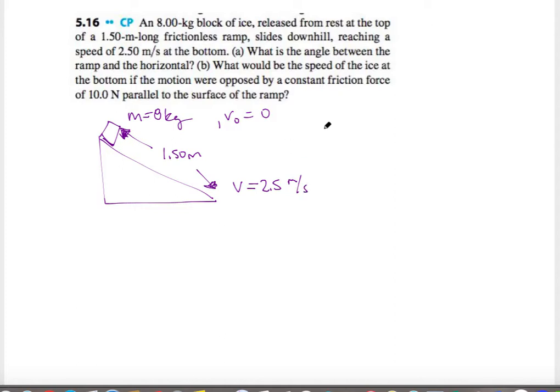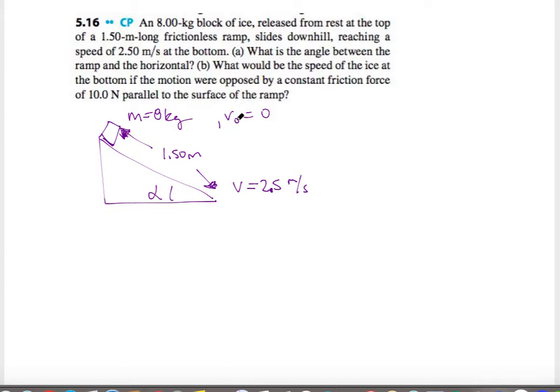So question A asks, what is the angle between the ramp and the horizontal? So let's use alpha. We haven't used alpha in a while. So we want to figure out what acceleration this block should be experiencing, and then do that as a function of gravity's acceleration. So how do we go about this? Well, first let's find the actual acceleration of the block.